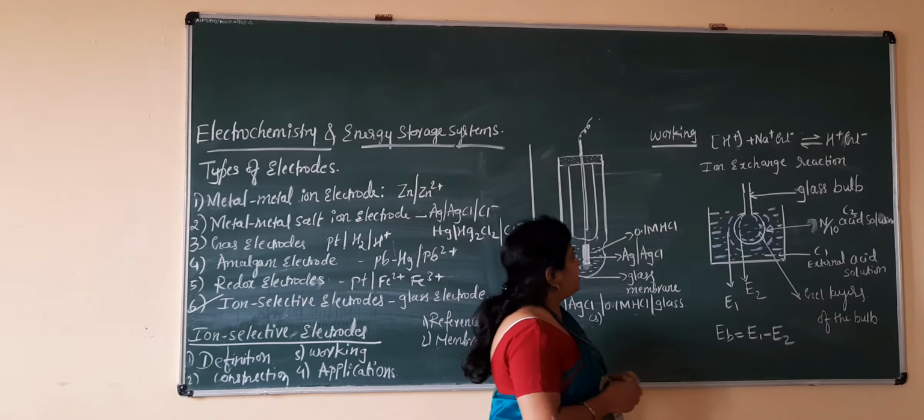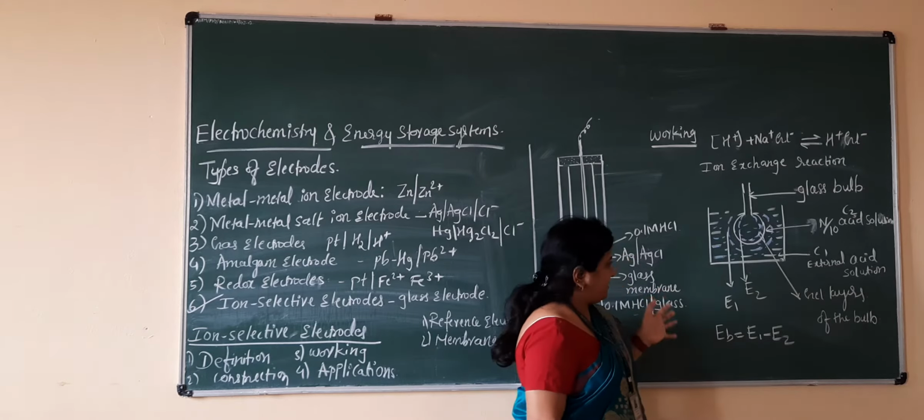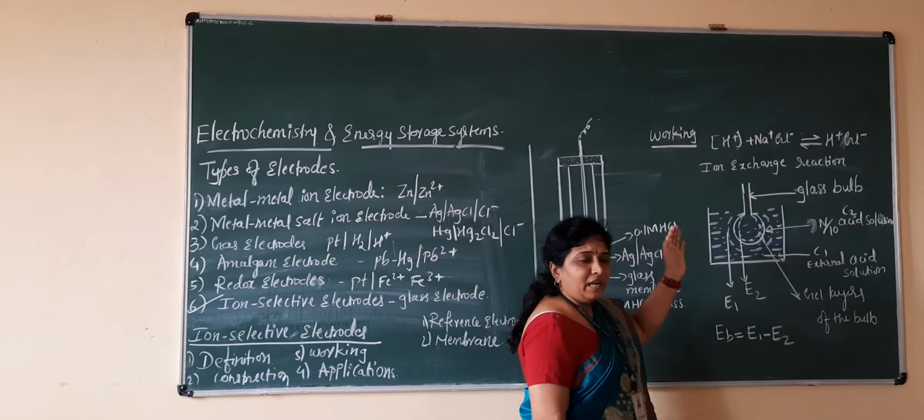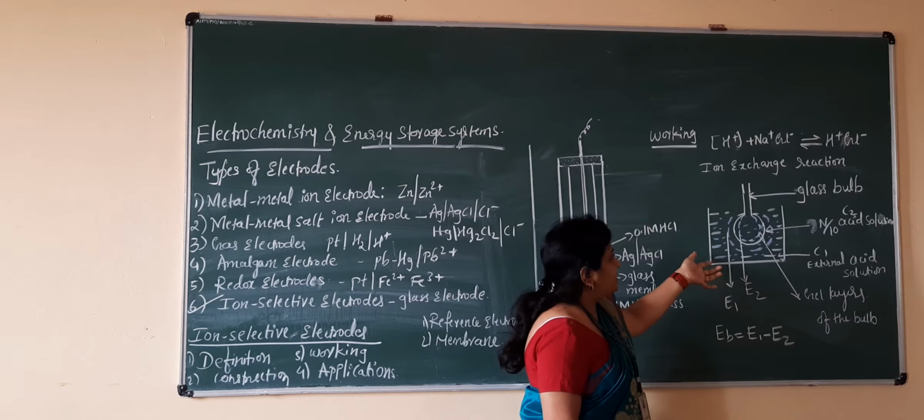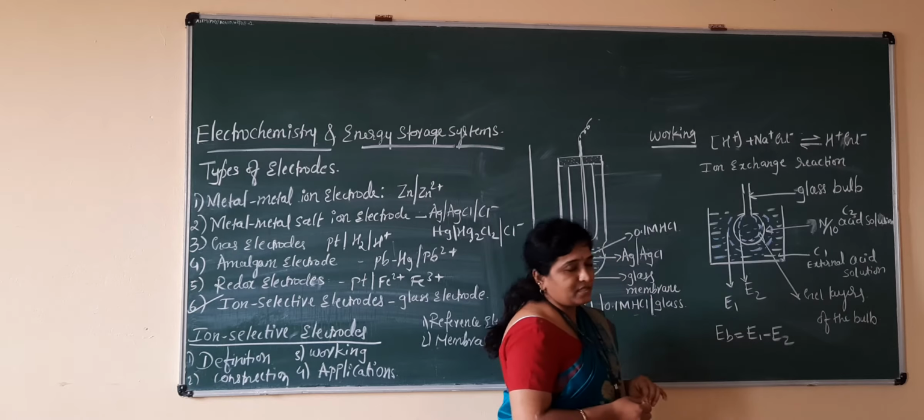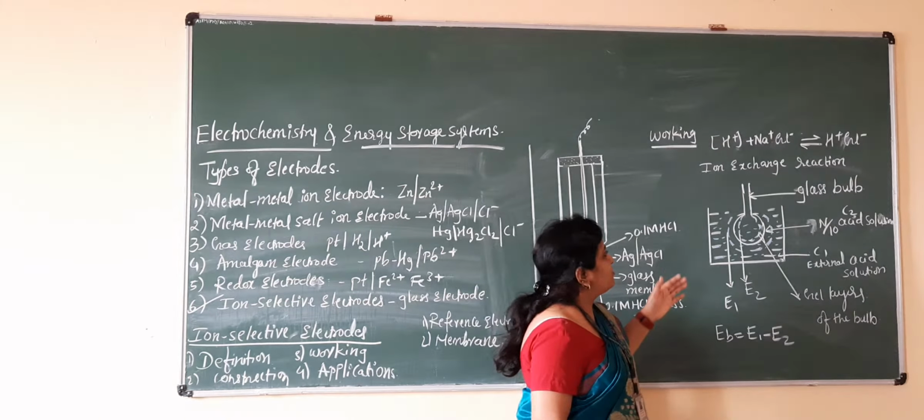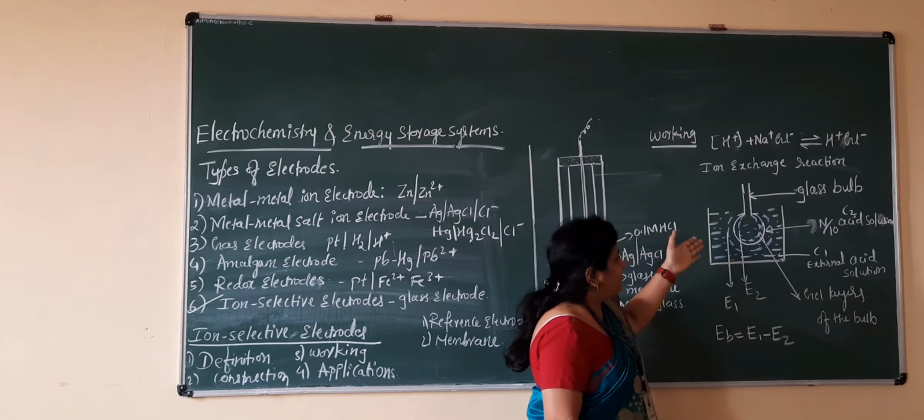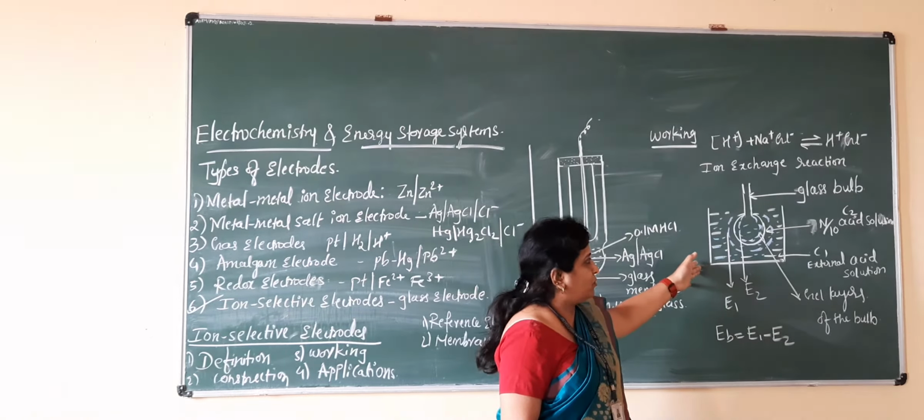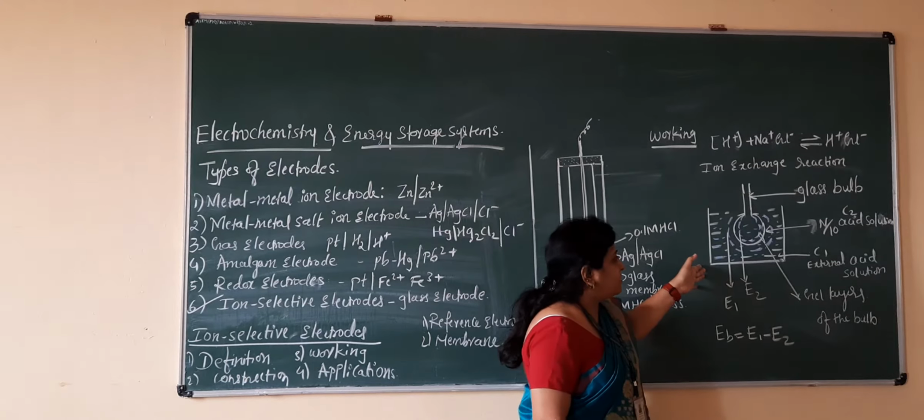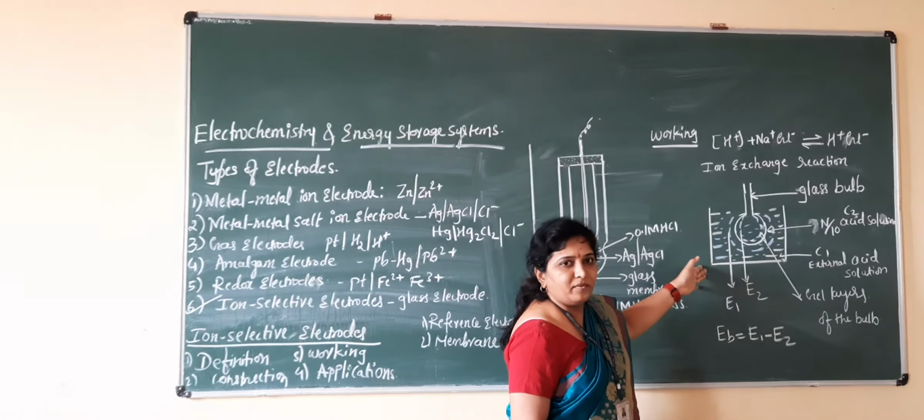Now let us know in detail what exactly happens when that glass electrode is dipped in the solution containing acid. We have to see here, and we discuss the working of the glass electrode, and we finally arrive at one equation.